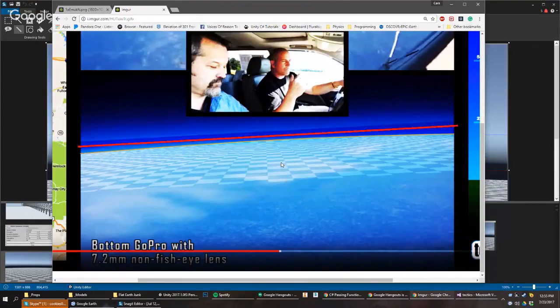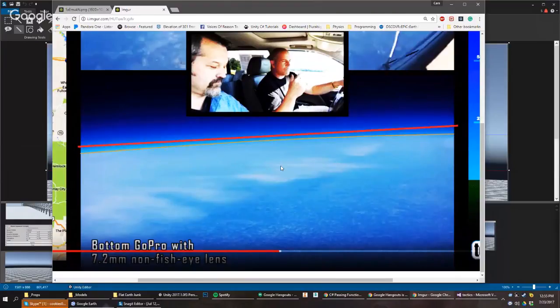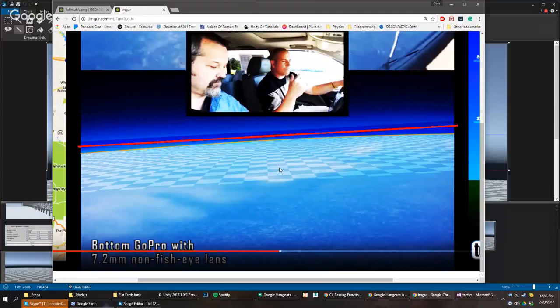Hey, look, my model matches the curvature for a non-fisheye lens shot by a flat-earther. Who would have thought?